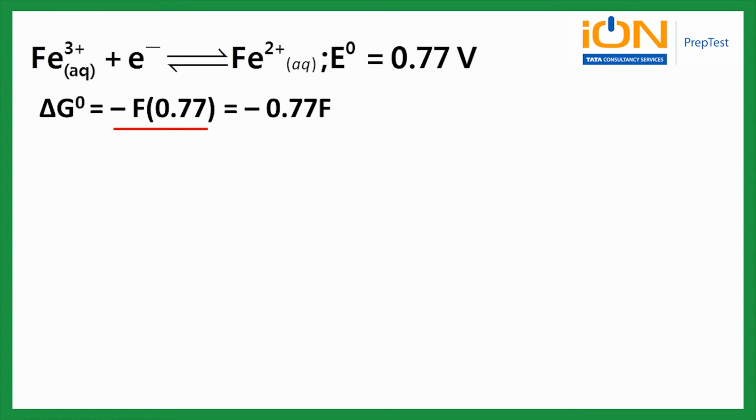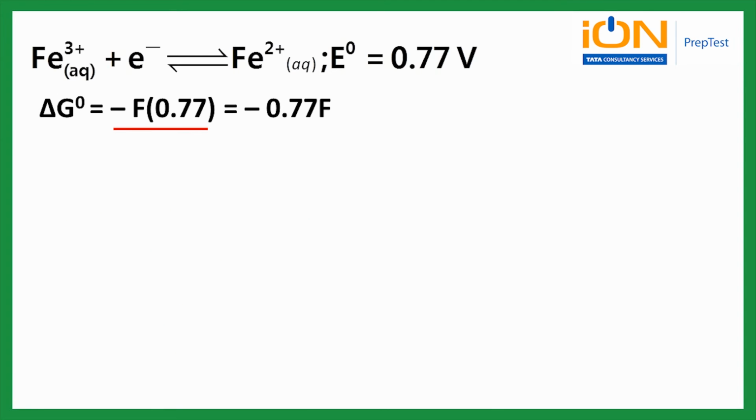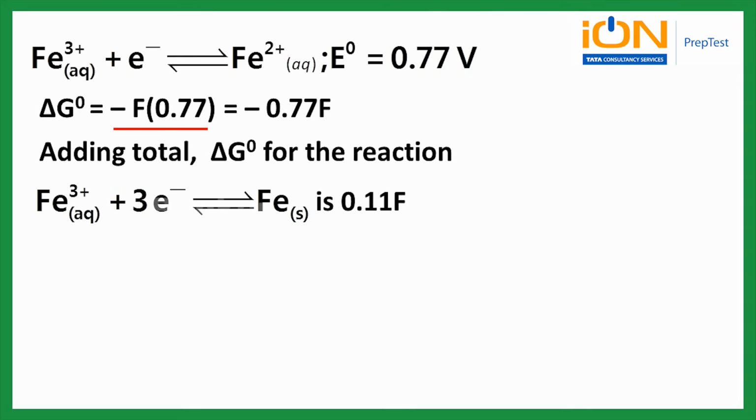Now what you need to do is add these two delta G0 values. If you add them, you get the value. See, the one value is positive, the other one is negative. So if you add these two values, you get minus 0.11 F. Look at this. Adding, total delta G0 for the reaction Fe3+ plus 3 electrons gives Fe is 0.11 F. So using this, we can find out E0.